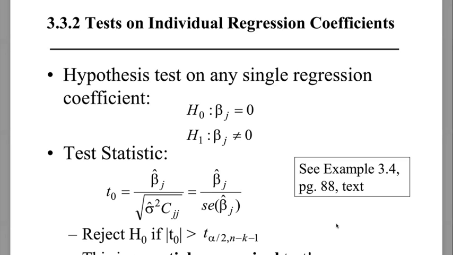Now, the other thing that they're saying here, and it's good to keep this in mind, is that this is what is called a partial test. And what that means is that the way we're going to be doing this test is that we would be testing the null hypothesis that beta j is equal to 0, given that all of the other explanatory variables are in the model. All right, and so that is why it's called a partial test.